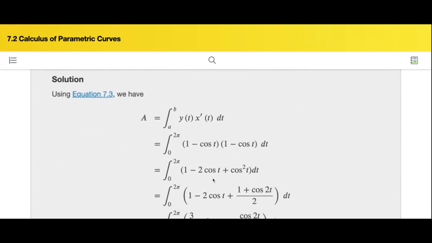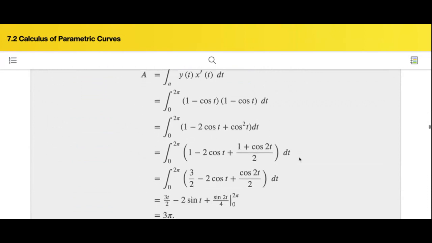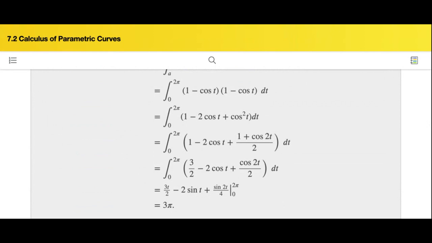So which is 1 minus 2 cosine t plus cosine square t. Then we take the derivative with this. So the derivative of 1, y becomes 3 over 2, because we have a half here. Okay, so 1, just 1 minus 2 cosine t. So we can integrate 1. We can integrate negative 2 cosine t.